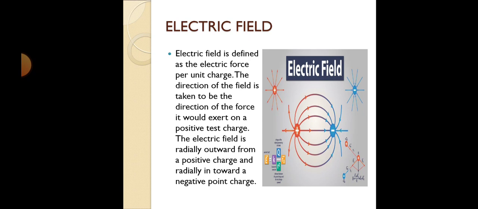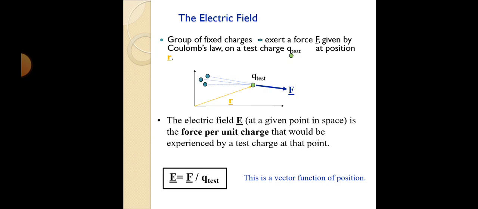by small e, and the direction of the electric field is taken as the direction of the force it would exert on a positive test charge. The electric field is radially outward from a positive charge, and we can say for a negative point charge it's inwards. Here some group of fixed charges exert a force on a test charge q, and the force exerted is from Coulomb's law.